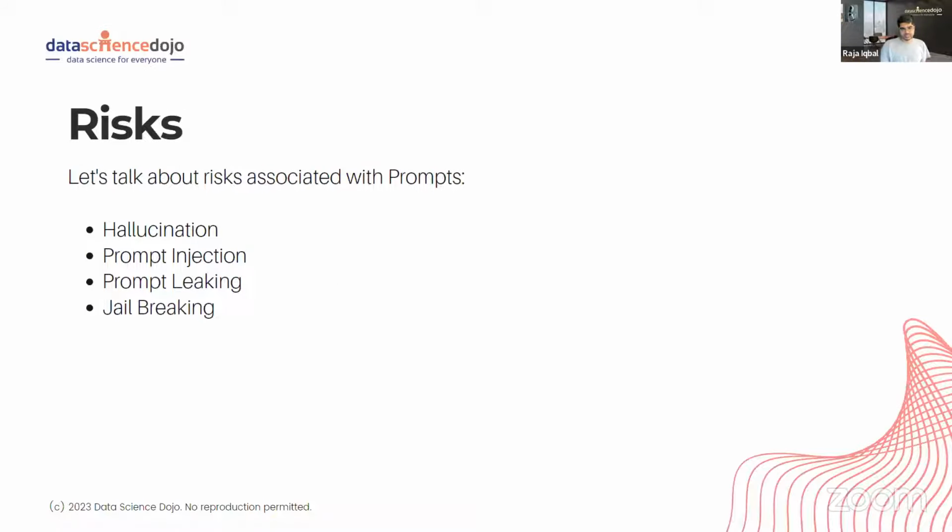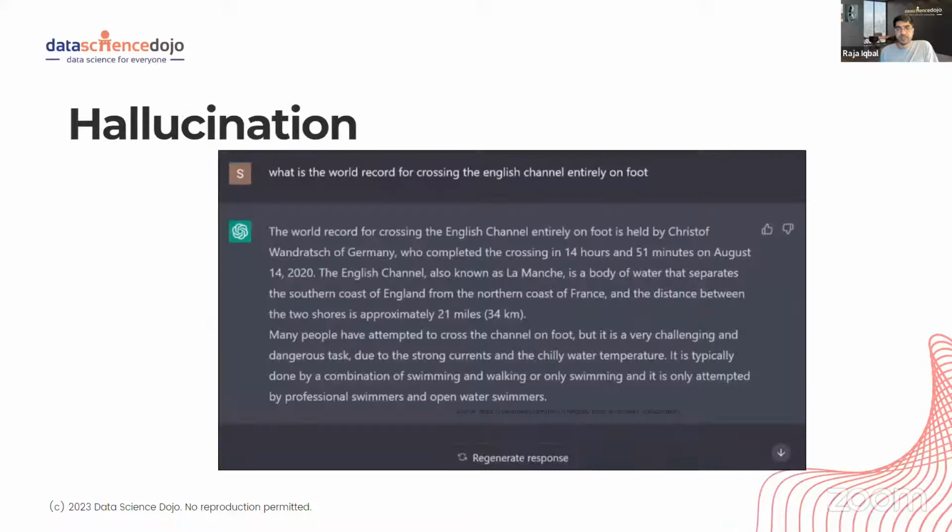Then there are risks. There are a lot of risks. There can be risks associated with prompts, like hallucinations, right? There could be prompt injections. There could be prompt leakage, and there could be jailbreaking. I have examples for each of them.